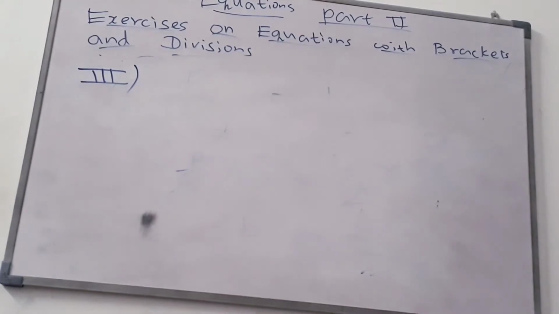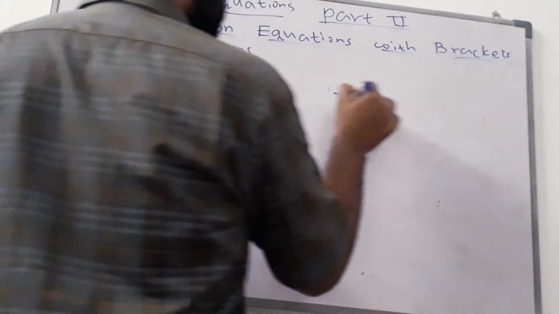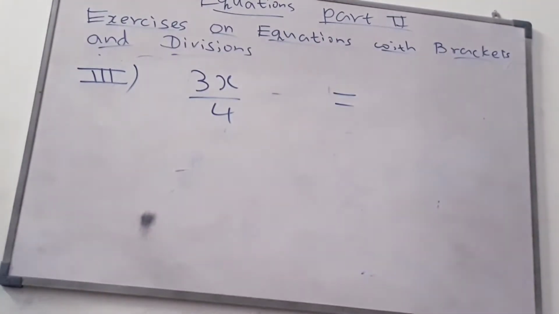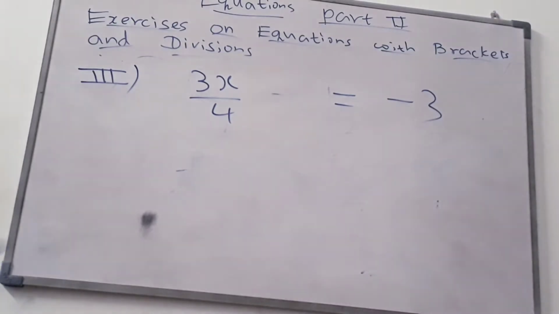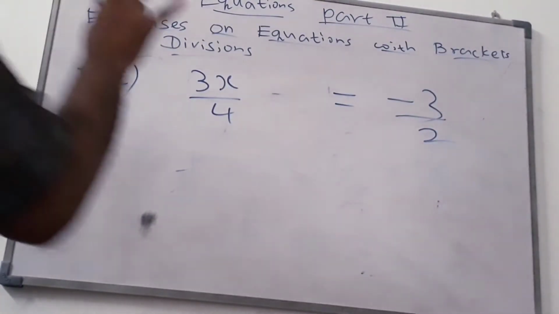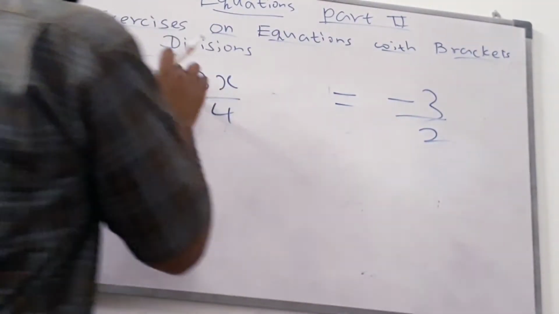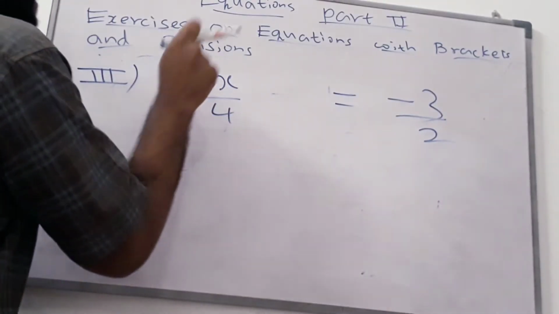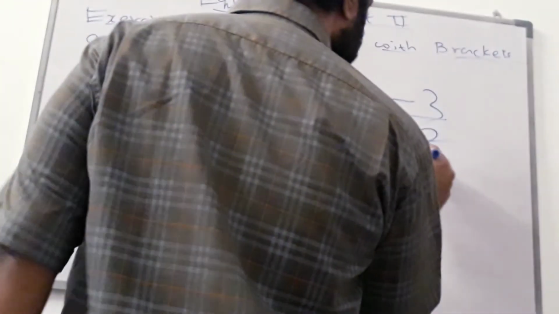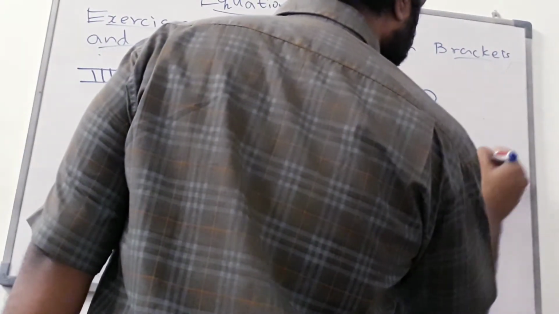Third sum, it is given like this. 3x over 4 equals minus 3 over 2. First we have to remove 4 here. How? By multiplying both sides by 4. First we have to remove 4, not 3. So to remove 4, we have to multiply both sides by 4. So this is also minus 3 over 2 times 4.